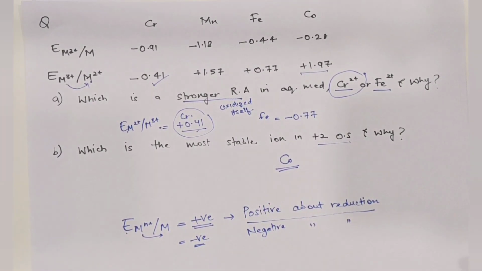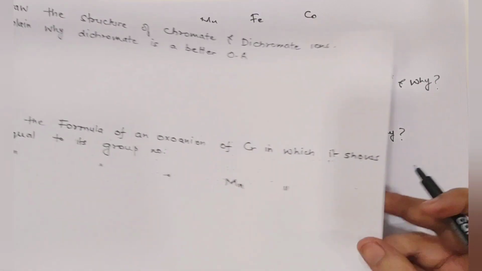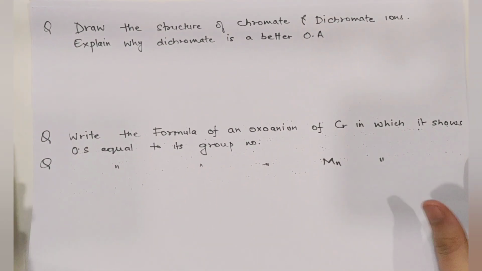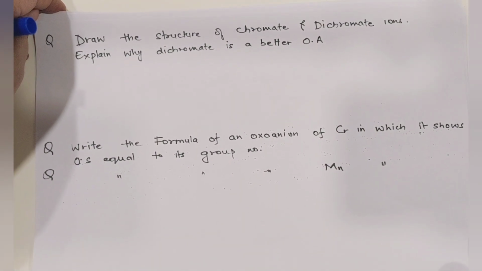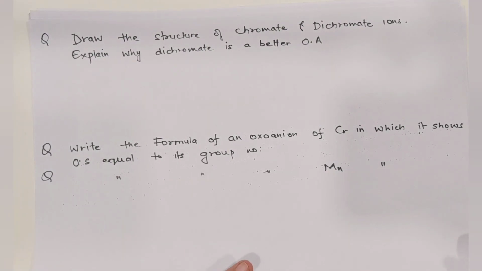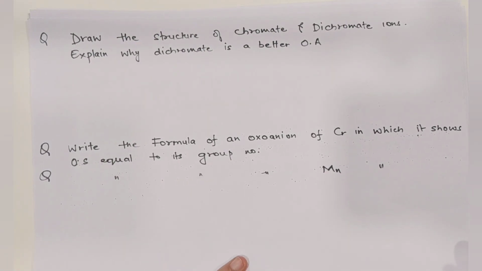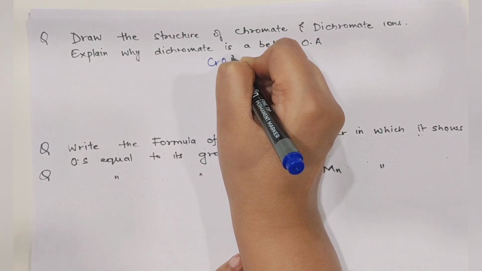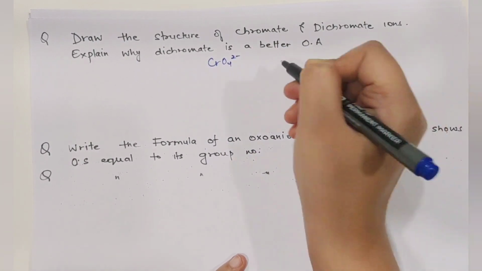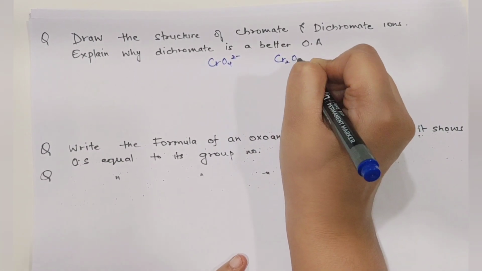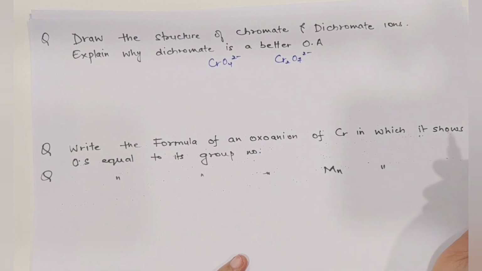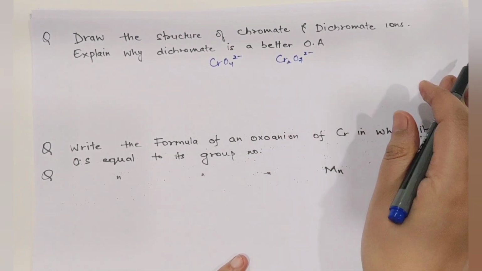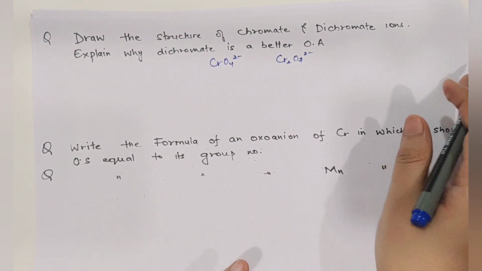Okay. Moving on to the next question. Draw the structures of chromate and dichromate ion and explain why dichromate is a better oxidizing agent. Now chromate ion, CrO4 2 negative, dichromate ion, Cr2O7 2 negative. Now it's very easy to form structure of oxygen ions.